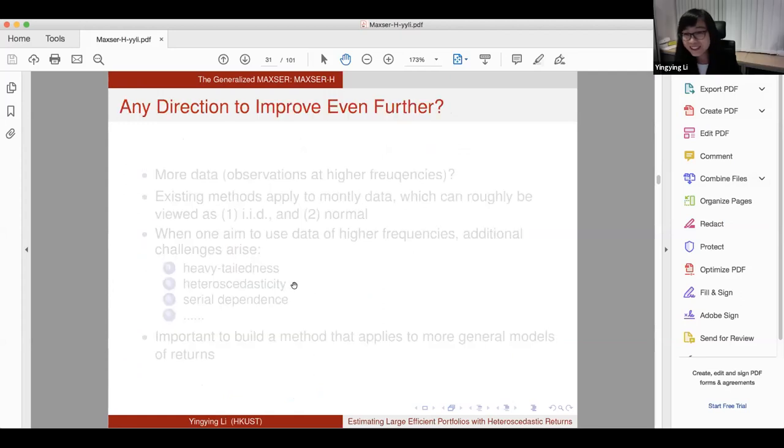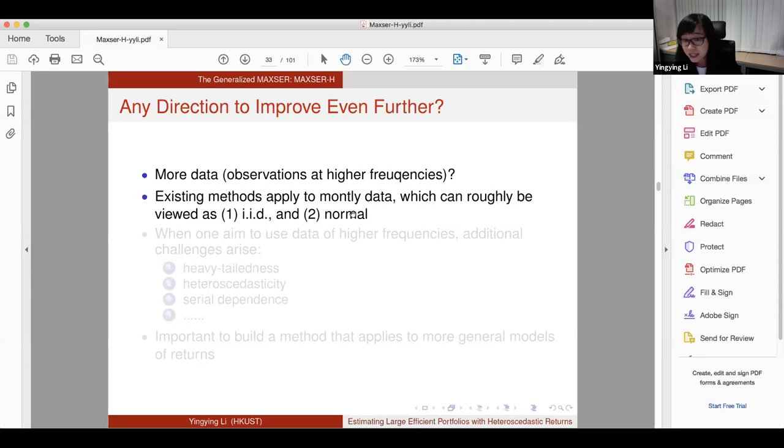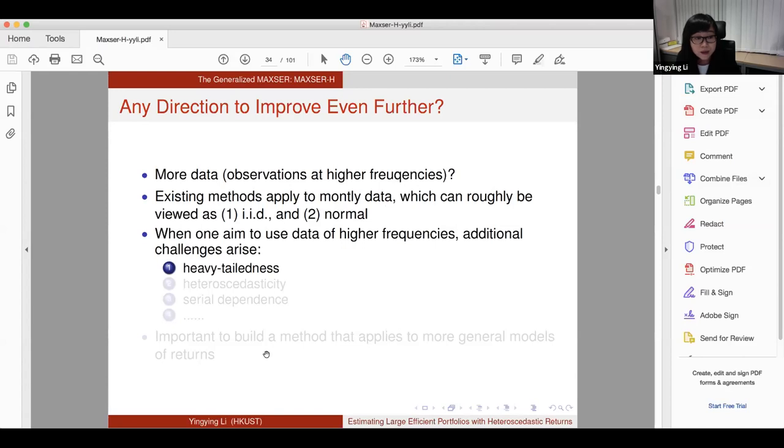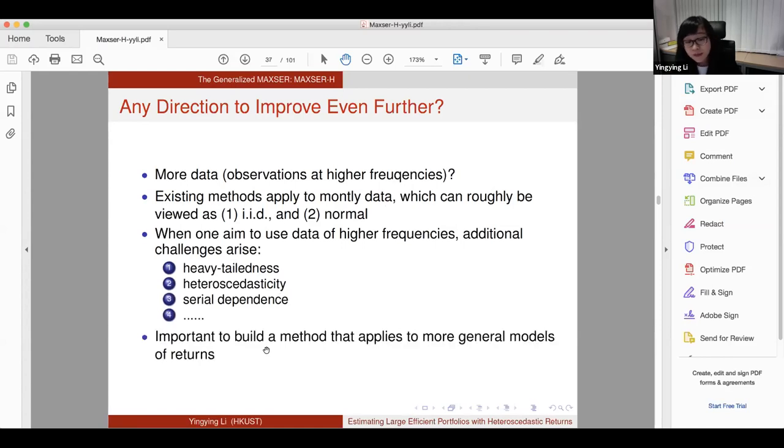I'll proceed to the next stage. A natural direction that we may think of is, if we can make use of more data, that would be great, right? Existing methods apply to monthly data, which can roughly be viewed as IID and normal, which satisfies a lot of the assumptions of many of these methods. When one aims to use data of higher frequency, additional challenges arise: heavy-tailedness, heteroscedasticity, serial dependence, and so on. So it is important to build a method that applies to more general models of returns.